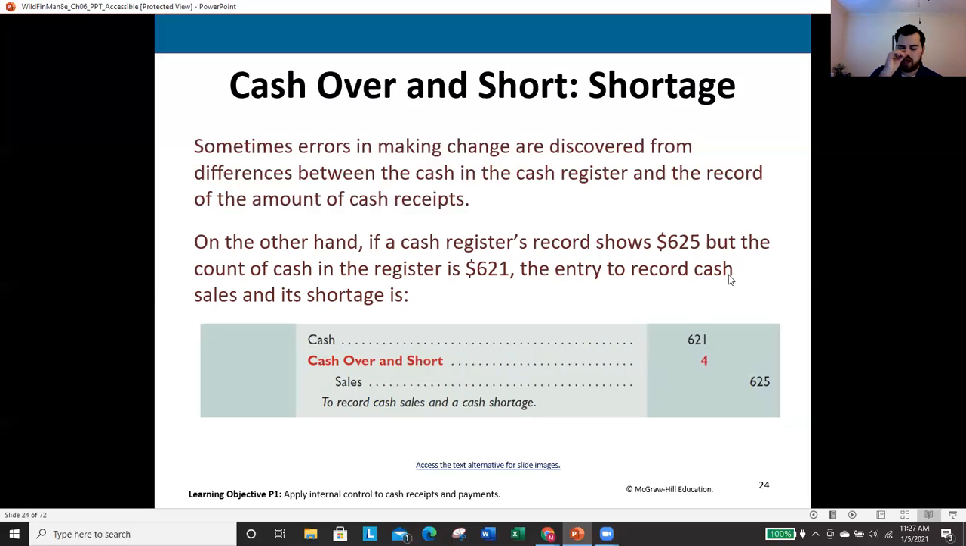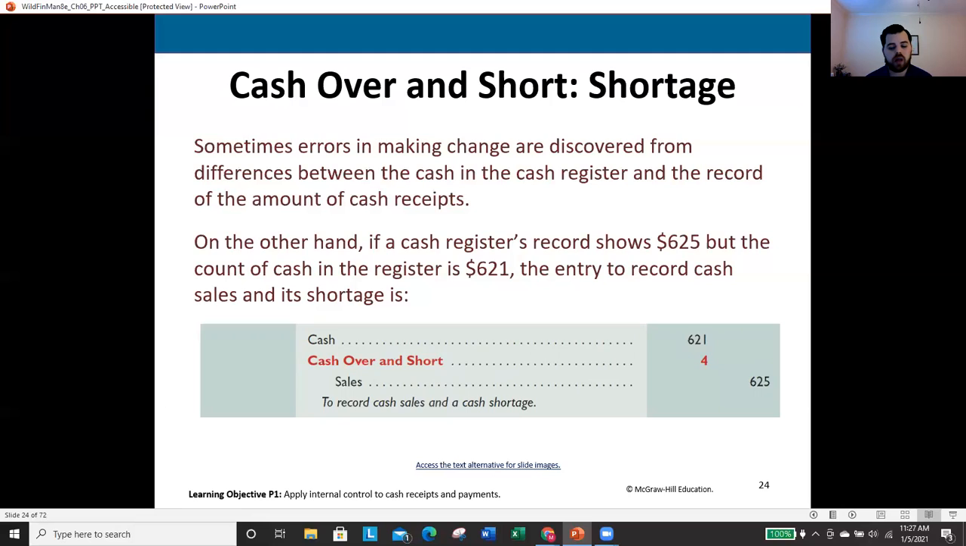Okay. Now, in the next case, we see a shortage. So in this case, if the cash register's record shows we should have 625, but the amount of cash in the register is 621, then we are off by $4. So to deal with this, the journal entry we need is a debit to cash. Remember, you can only record cash for the amount you actually have in the drawer. So the 621 goes in as a debit to cash. The credit to sales is for the amount shown in the register's record because that is the amount of revenue we generated. So we will credit sales revenue for 625.